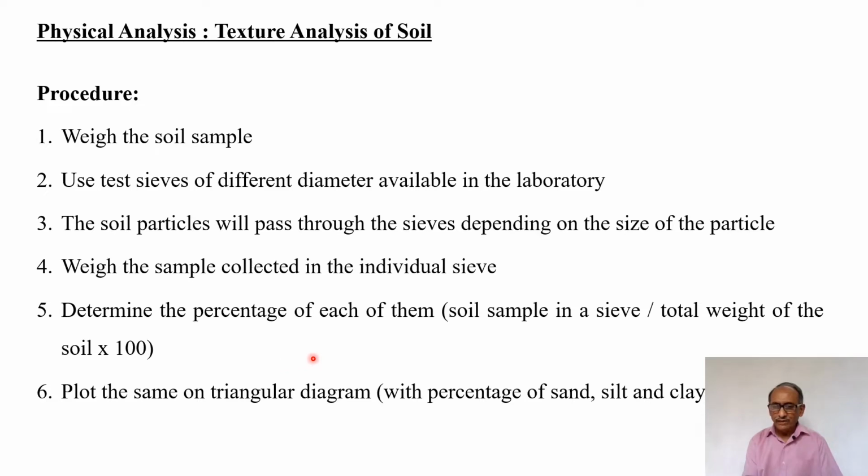And once we find out the percentage, then we have to refer to the triangular graph. With the help of the percentages of sand, silt and clay, you will get only one point, and you should know how to read that particular diagram, the triangular graph. Once you locate that point, that easily helps you to find out the type of soil. So let us go to the next slide.